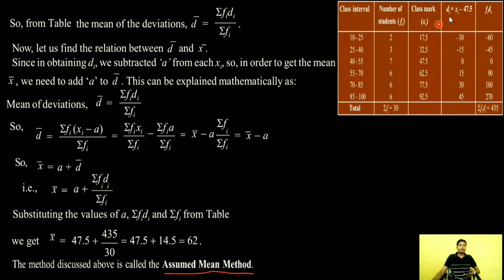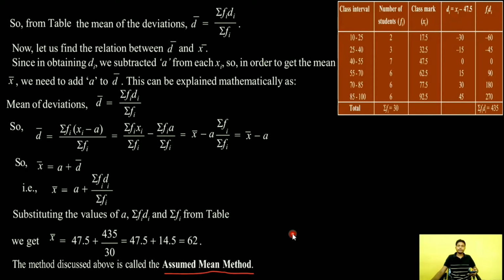Now di is equal to xi minus a, here 47.5, and we can find out all the fi di here. This is our deviation. Now there is a relation: x bar is equal to a plus the sum of fi di divided by the sum of fi. This is our formula. This method is called the assumed mean method.